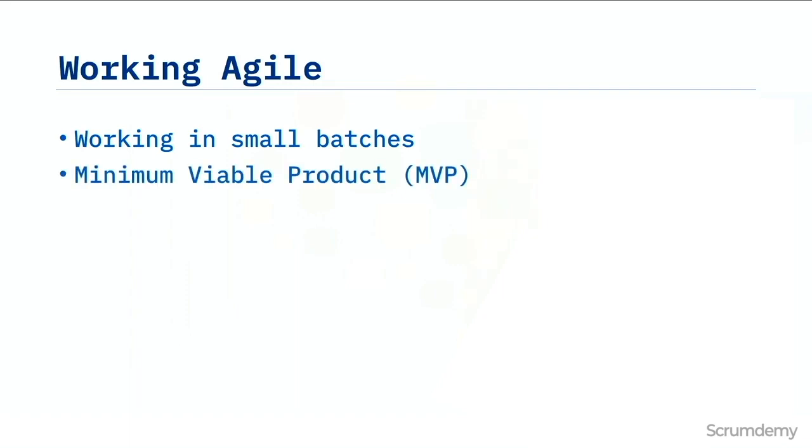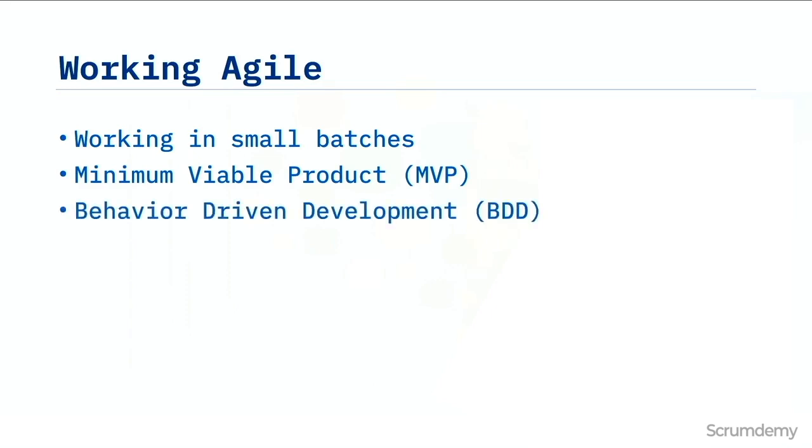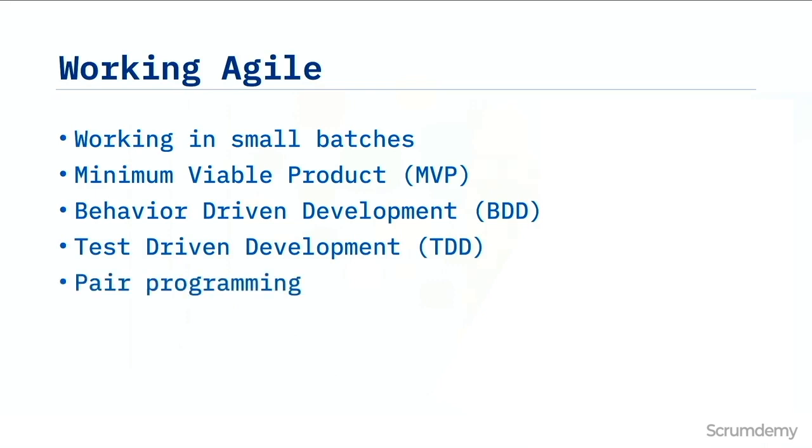Next, you want to use minimum viable products to figure out what the customer likes and what the customer doesn't like. And then you want to use practices like behavior-driven development and test-driven development to improve your testing of the system from the outside in and from the inside out. And then finally, you want to take advantage of pair programming. This came from extreme programming, but pair programming is critically important. So we're going to look at each one of these in turn.